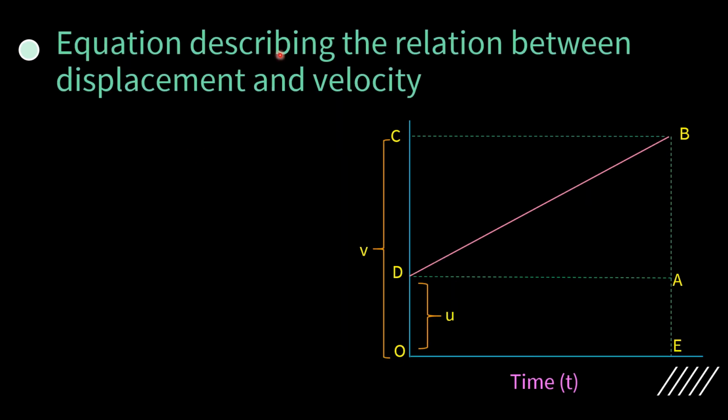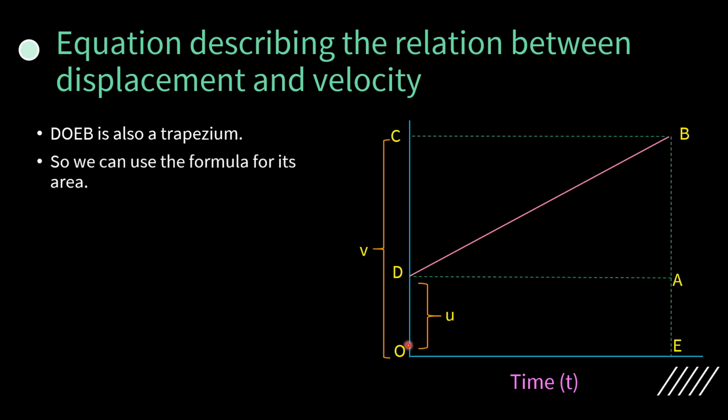The third relation is the relation between displacement and velocity. So let us derive that as well. If you look at this shape, that is DOEB, this is nothing but a trapezium. You can very well make it out. This is the shape of a trapezium.